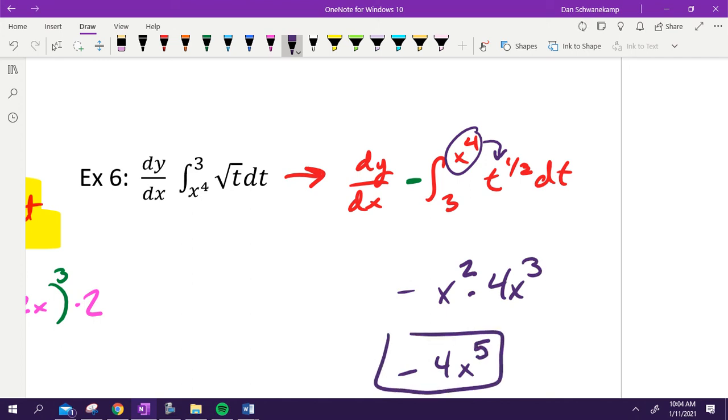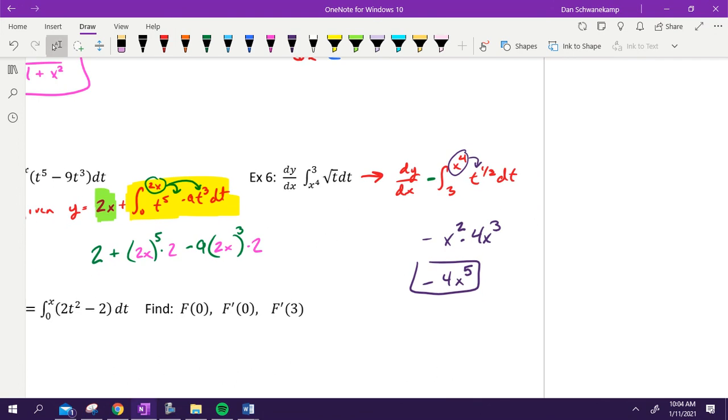And so in the end, my answer is negative 4x to the 5th power. I add exponents when I'm multiplying. That is my answer. It's a weird concept. It is not something we're going to do very often.